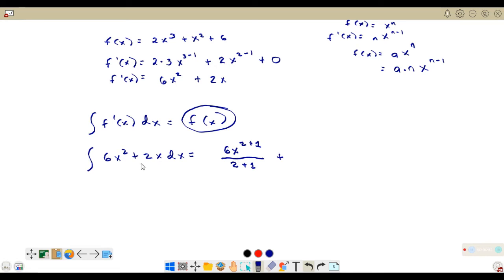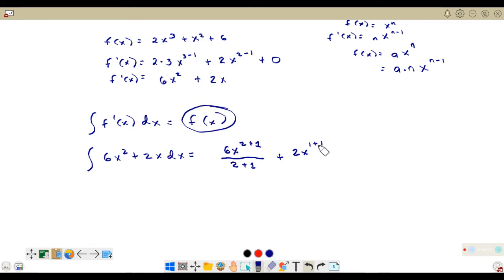Then, for the next term, 2x. It became x raised to 1 because we subtracted 1 from 2. So, we will return the 1 to 2. So, that is going to be 1 plus 1. So, the power here is 1. We will just add 1 for it to become 2.